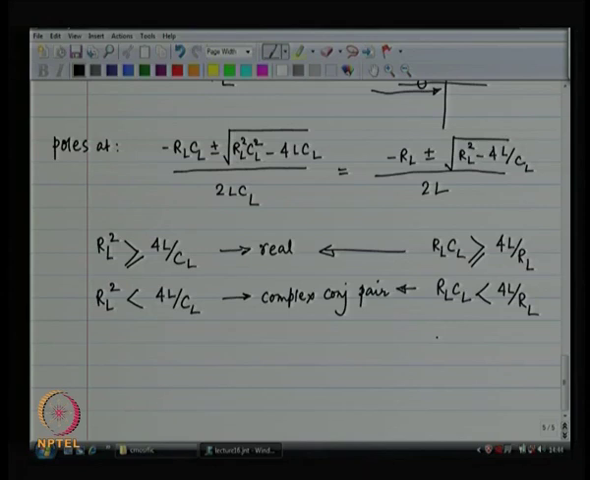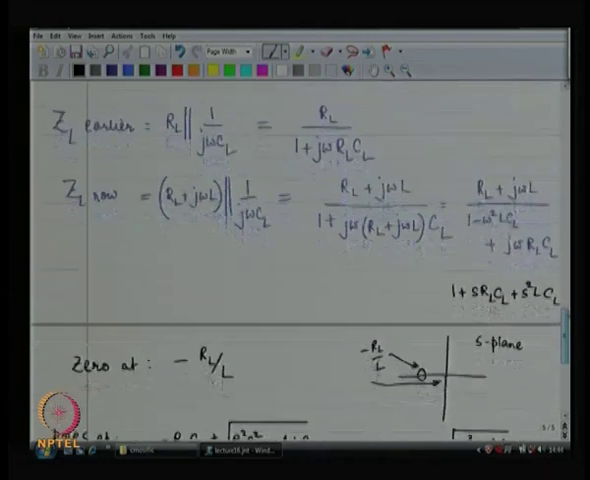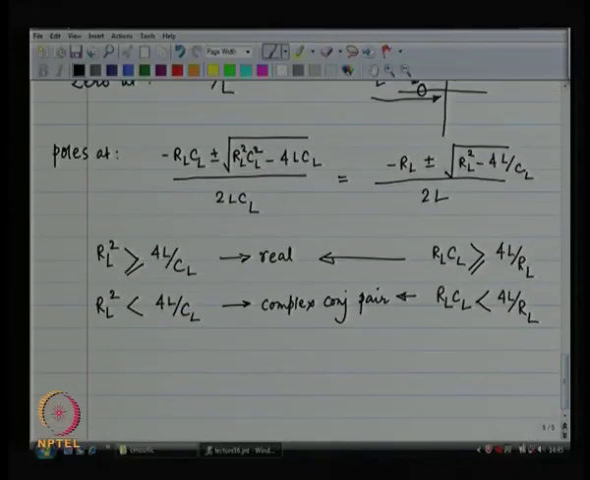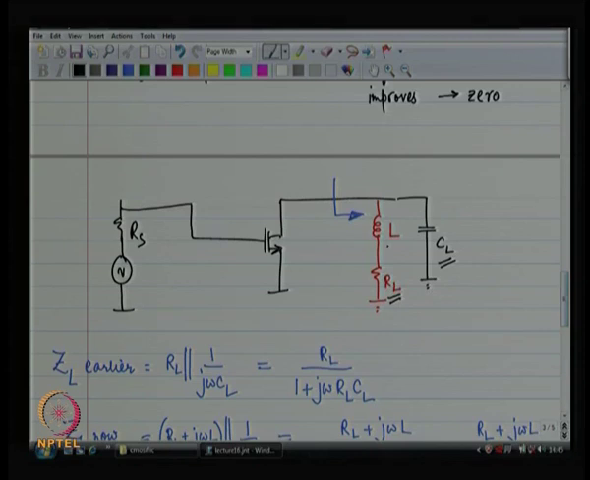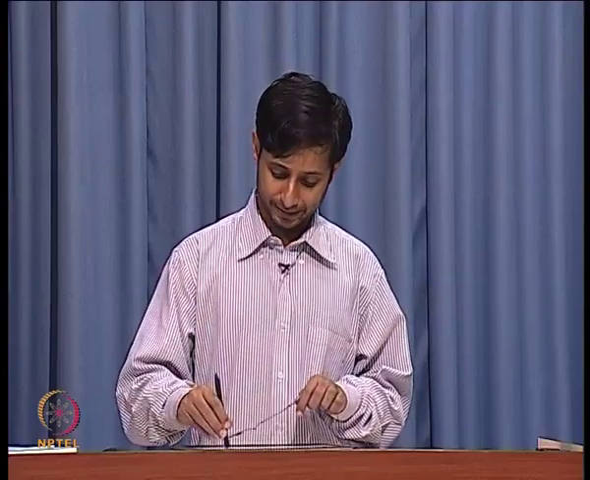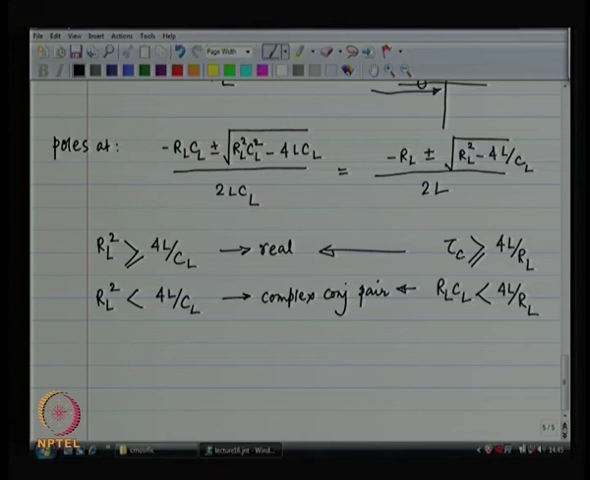I am going to further rebrand this and say RL times CL is really the time constant from RL and CL, and L by RL is the time constant from L and RL. Okay. So, we are going to rebrand this, it is the same result. I am going to call this RL times CL as tau C, and I am going to call L by RL as tau L, L for inductor and C for capacitor. All right.